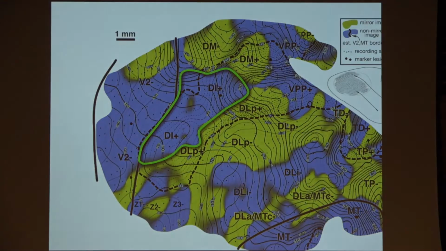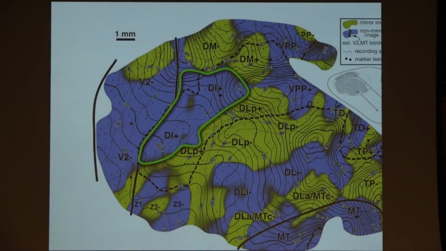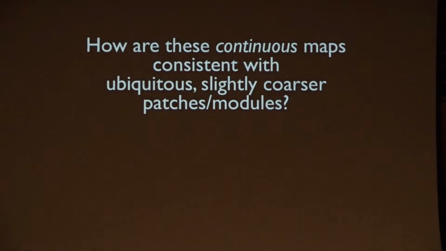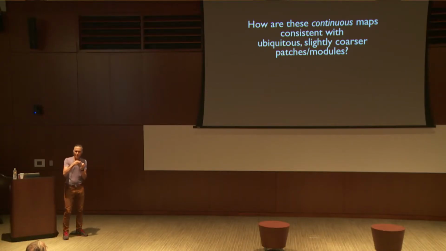These areas vary a lot between individuals. Here's 2 different individuals at the same scale, and you can see that the area is increasing by about a factor of 4 in another animal of exactly the same size. So they're pretty variable. But you might wonder, I'm doing these tiny little penetrations, how could that be consistent with all these patchy connections that we know about?